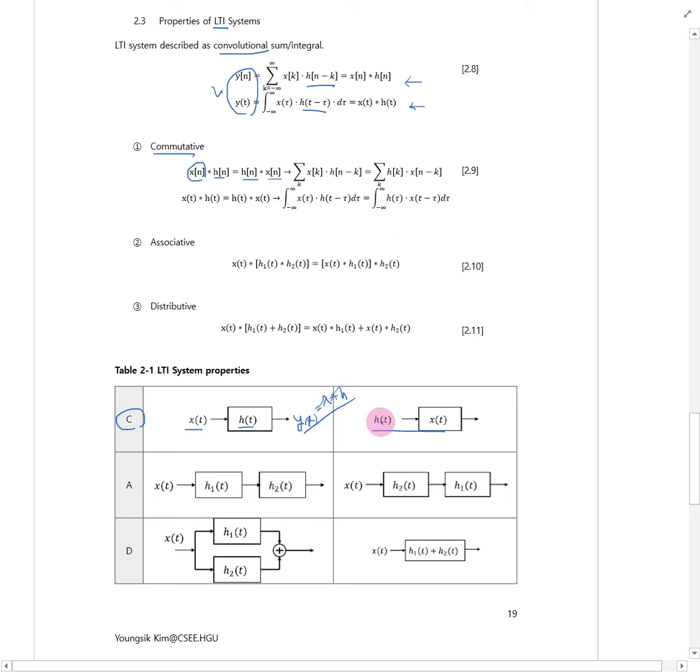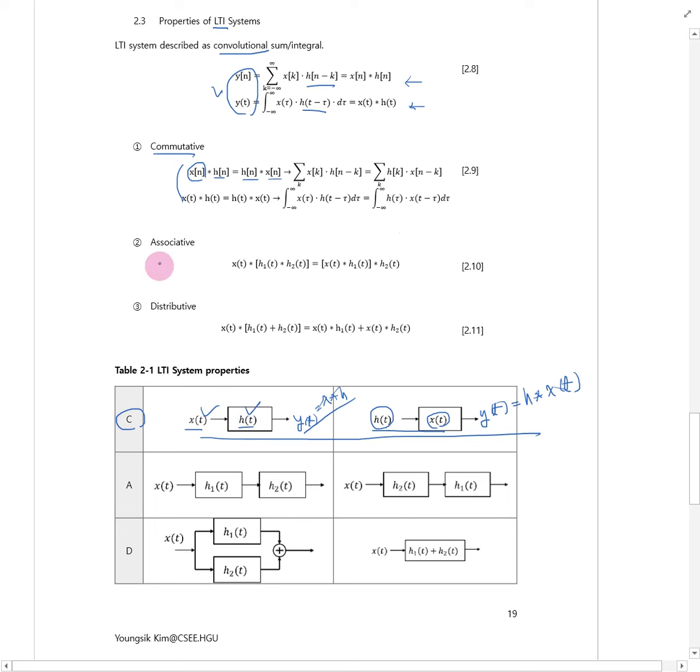And here, if we exchange the system with the input, so the system impulse response is applied to the input x(t), then y(t) will give h convolved with x(t). By exchanging system and signal, there is no difference. So this property is called commutative. We can safely exchange system and input signals.